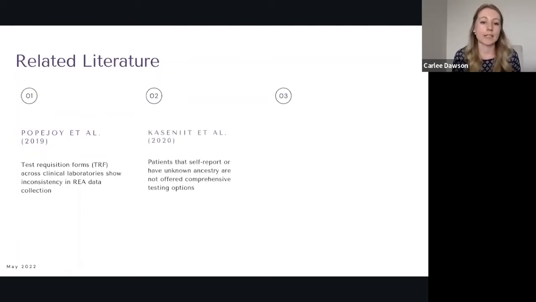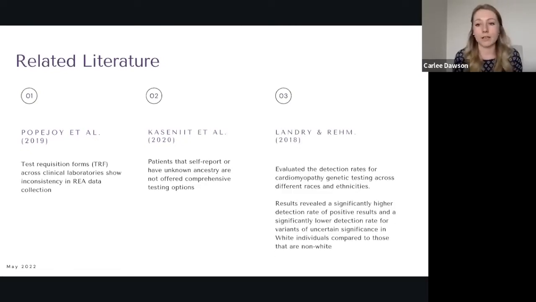In addition, Casnet et al. has illustrated that patients that self-report or have unknown ancestry are not offered as comprehensive testing options, and this has led to missed carriers of genetic diseases for certain ancestries. And misleading patient care was illustrated by Landry and Ream, who evaluated the detection rates for cardiomyopathy testing across different races and ethnicities, and found that results revealed a significantly higher detection rate of positive results for white individuals, and also a lower detection rate of variants of uncertain significance in white individuals compared to those that are non-white.